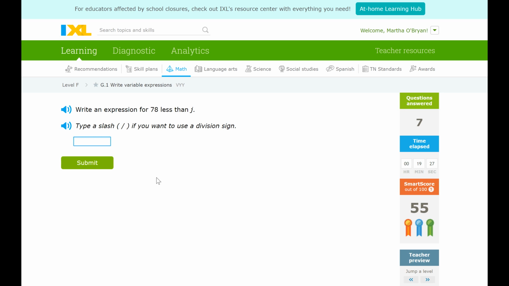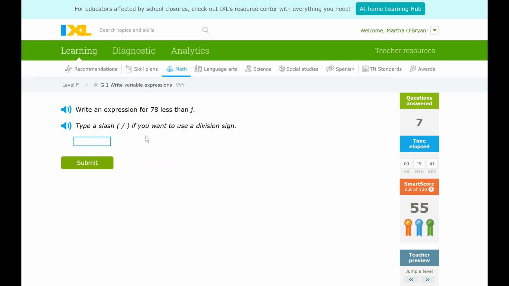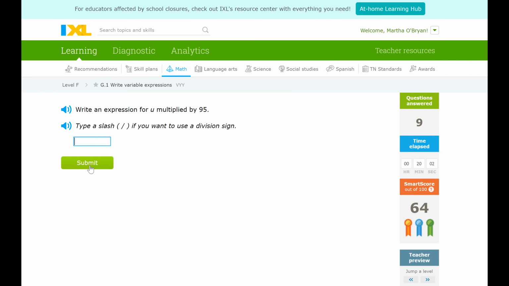Write an expression for 78 less than j. So that than is a hint that we have one of those phrases that shows us that the subtraction order needs to be switched. So we're starting with j minus 78. All right, s divided by 179, so now we have s slash for division and 179. All right, and I think now it's your turn to try.